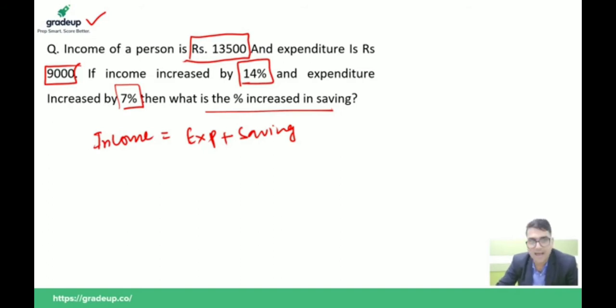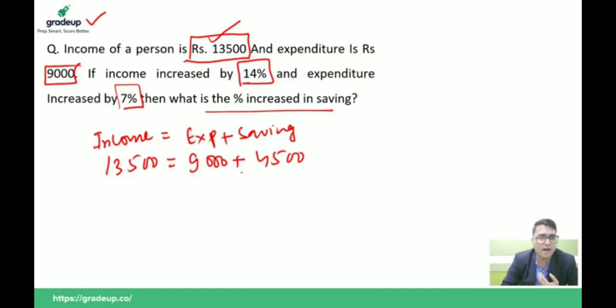As in this question, we have given that the income of a person is 13,500 and expenditure is 9,000, and income is increased by 14%. Now, we can write income 13,500 here and expenditure 9,000 here. Then saving will be 4,500. Guys, if I'm going to do this question by using these data, then this will take time. So I will do this question by the ratio method.